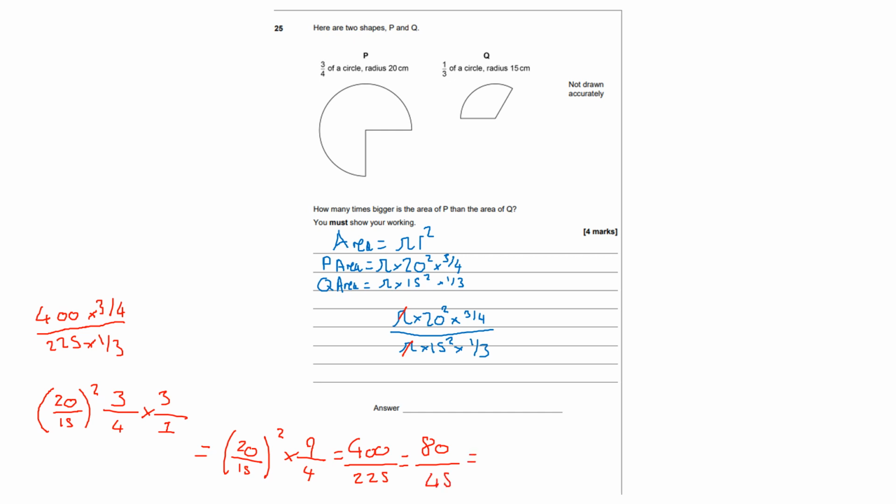We can divide them both by 5 again. That's 16 over 9. And can we simplify further? No, I don't think so. So let's now times it by 9 over 4. So the 9s now cancel, leaving 16 over 4, which equals 4. So let's move on to the next question.